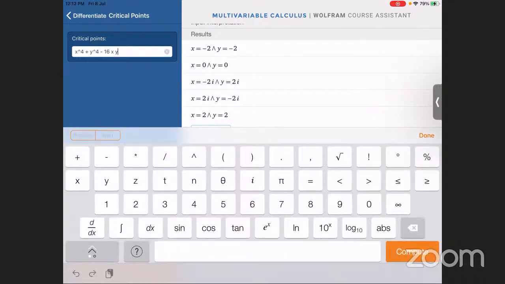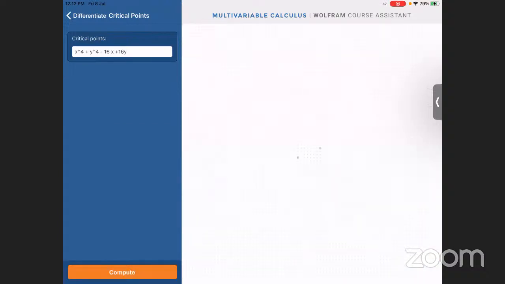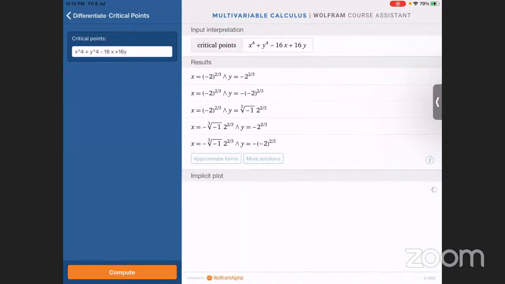Let's say 16x plus 16y, let me take. There's a new question. It will try the answer. So these are the critical points. Only one critical point appears to be there.